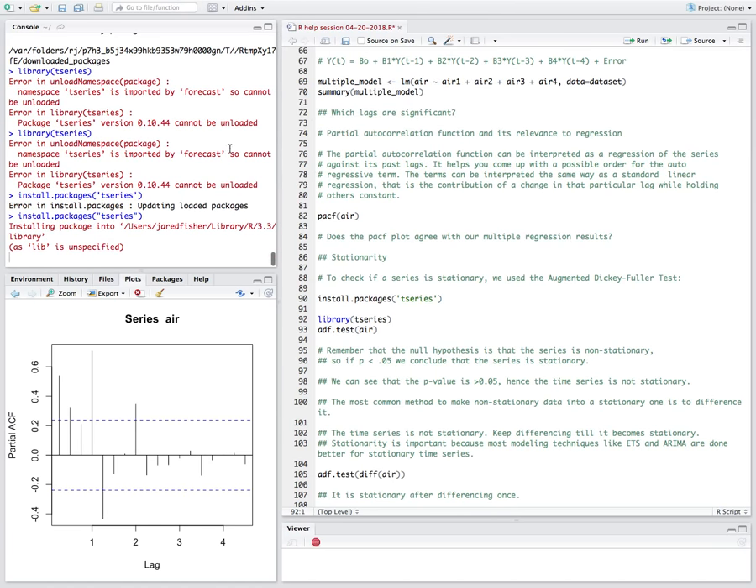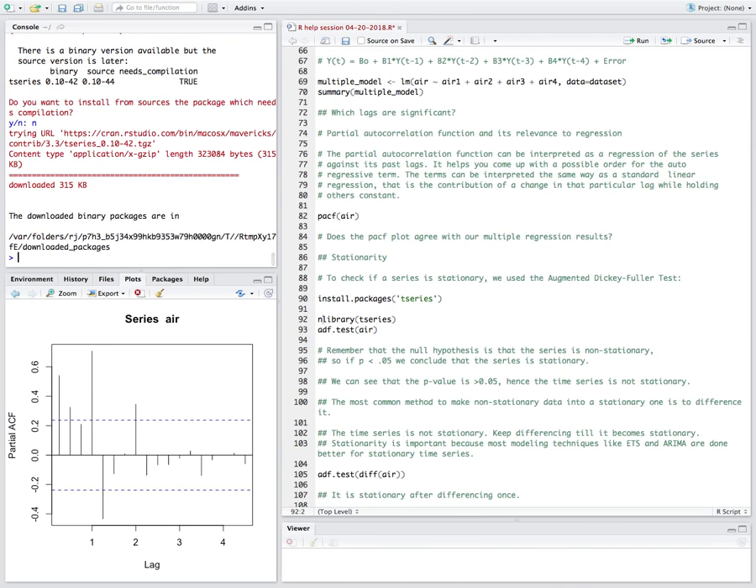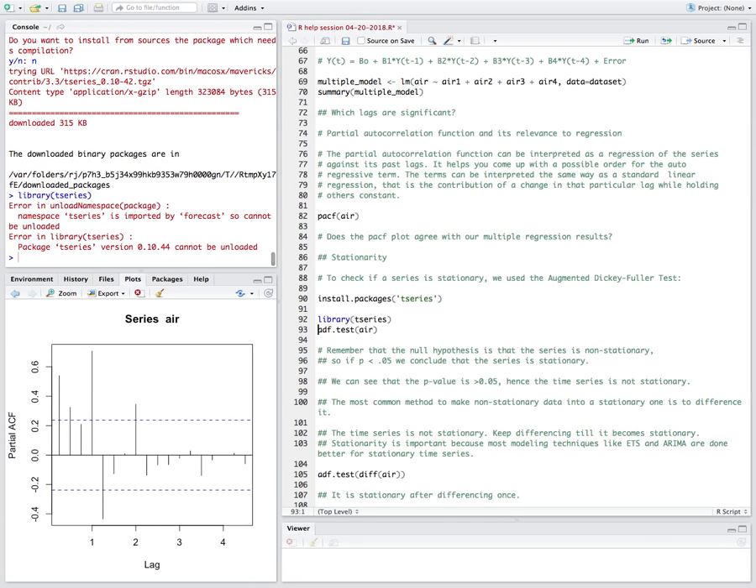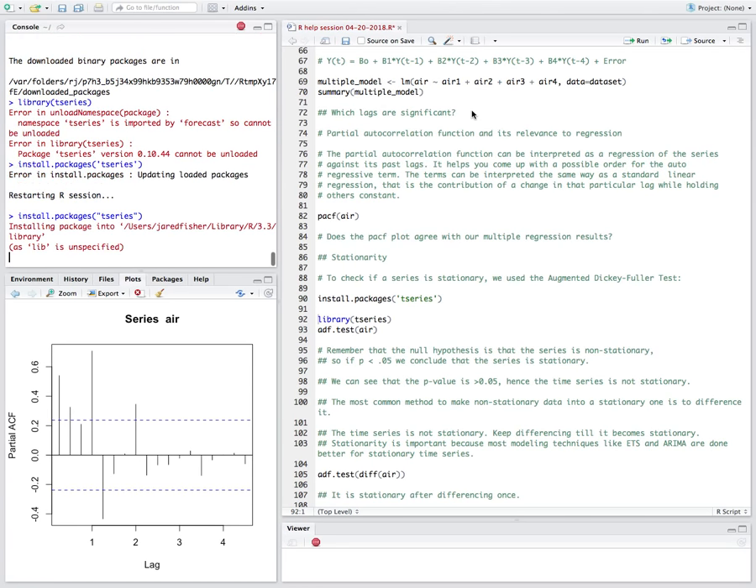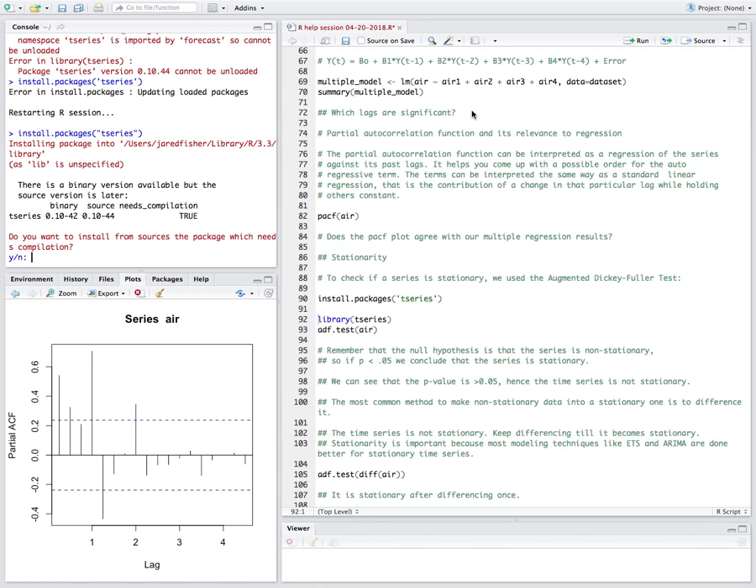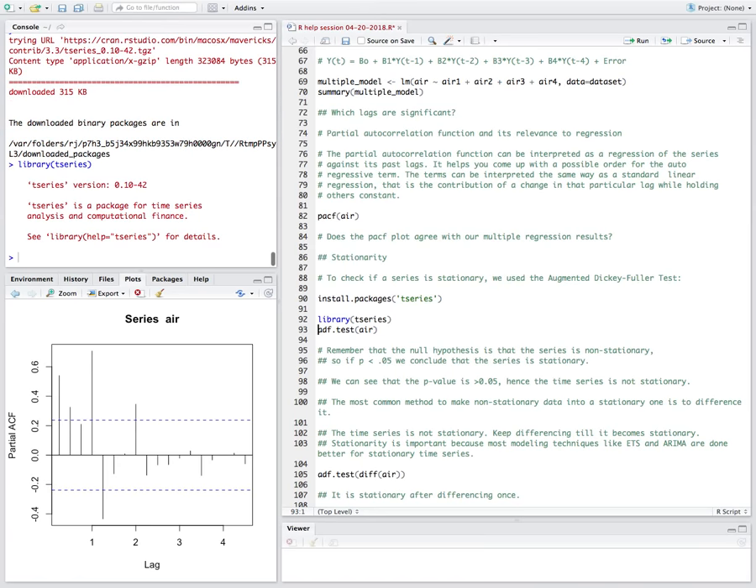We'll start over. Okay, I probably need to restart R over here. I'll do that. I'll try this one more time. If it doesn't work, then I'll restart it. Okay, so I need to restart. I will. Yes, next time. Works. Okay, awesome.